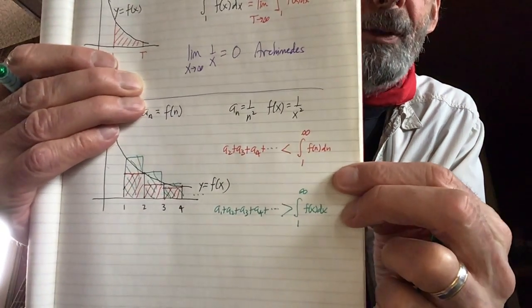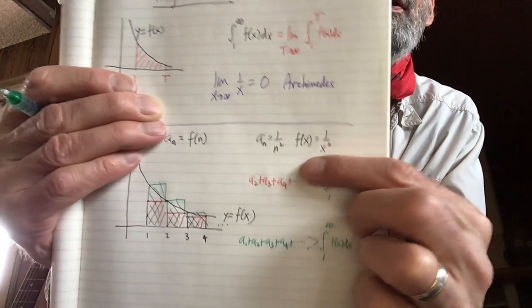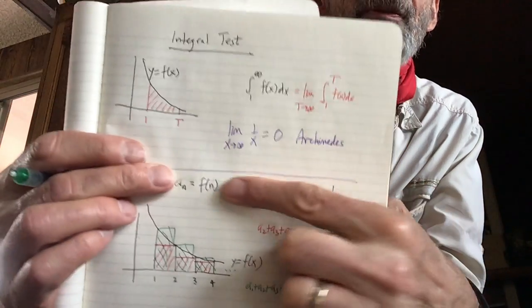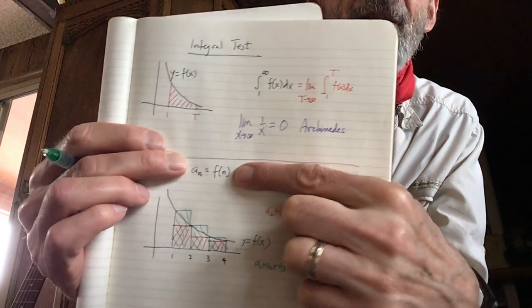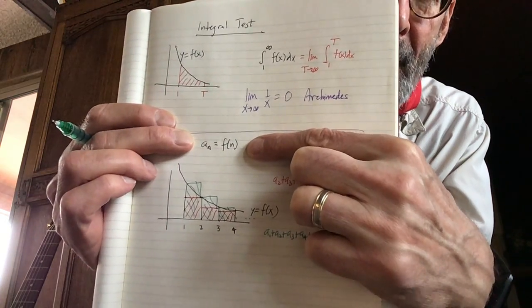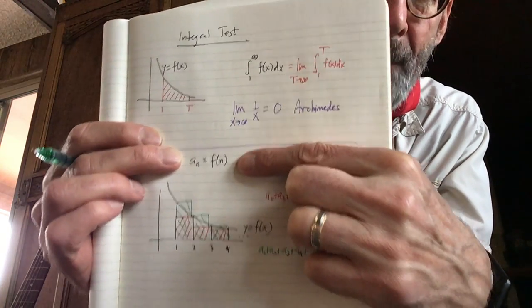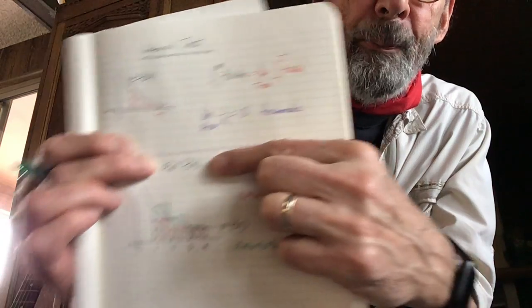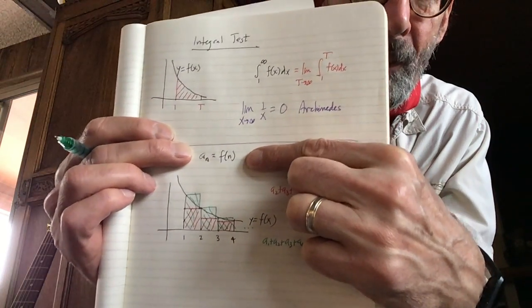So the integral test says what you do is you go back to this situation, a sub n is f sub n, and you integrate f, that's an improper integral, and if it converges, the series converges. If it diverges, then the series diverges. And so that is the integral test. So I will just write that down. Integral from 1 to infinity, f of x dx converges.